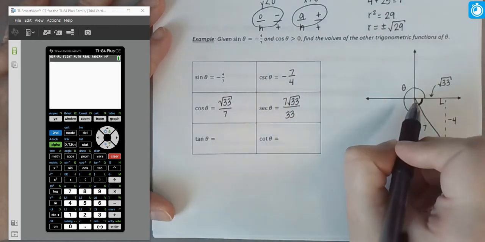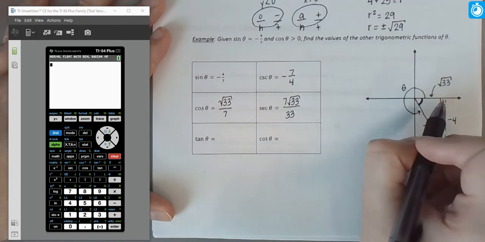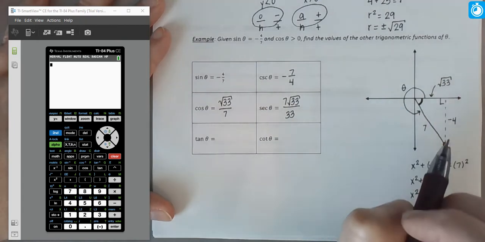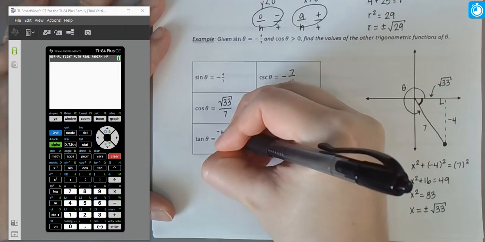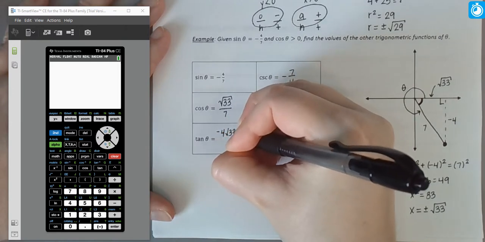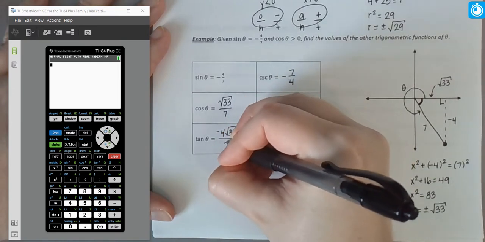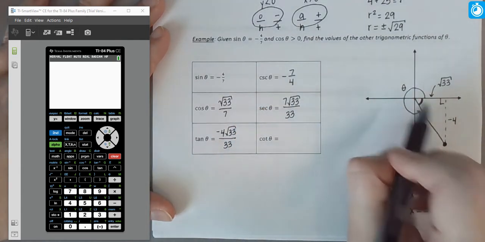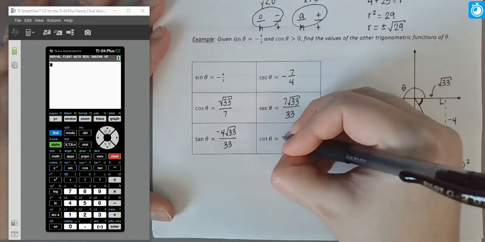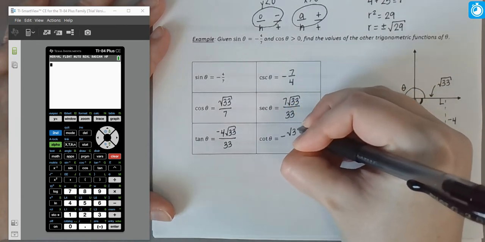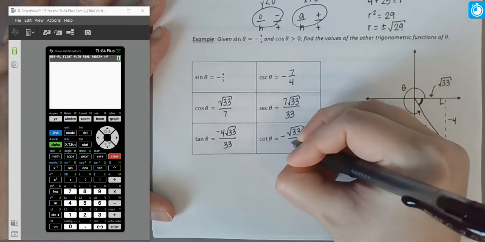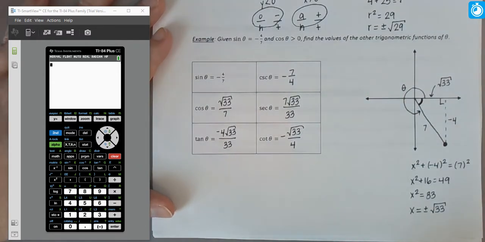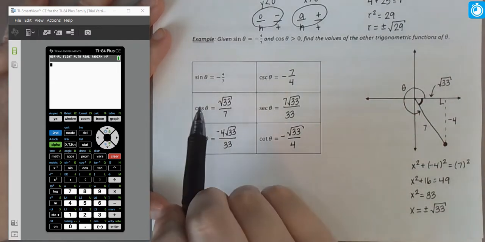And then our tangent is going to be our opposite over our adjacent, so negative 4 over root 33. And if we rationalize that, that's going to be negative 4 root 33 over 33. And then our cotangent is adjacent over opposite, which will already be rationalized, so negative root 33 over 4.